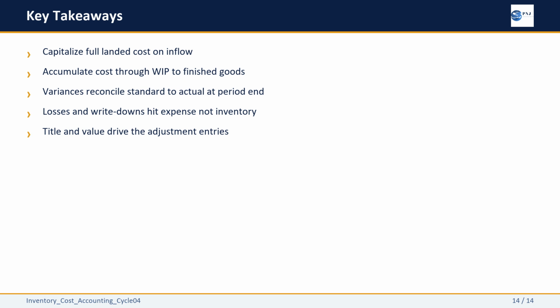Variance entries reconcile standard to actual at period end, and dispose of over or underapplied overhead by materiality. And the loss and adjustment cluster, abnormal spoilage, write-downs, shortages, and goods in transit, keeps inventory honest by routing lost value to expense and respecting that title, not location, defines ownership.